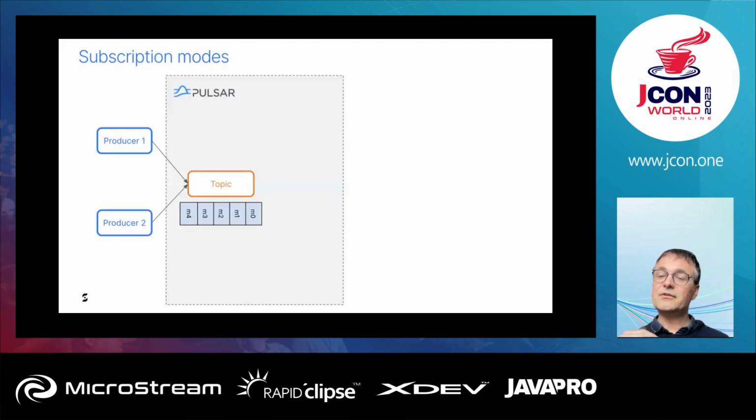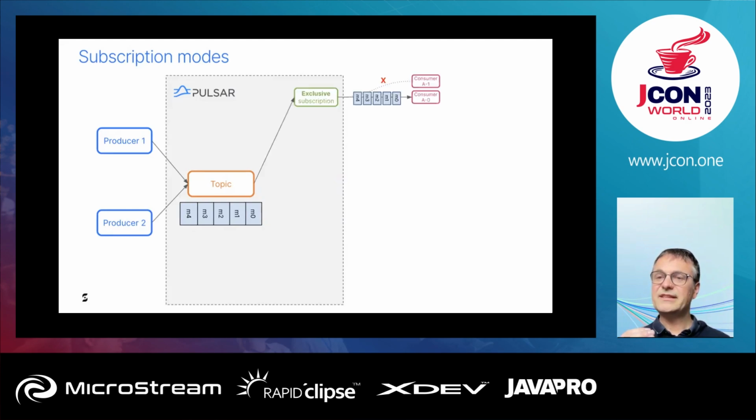So we achieved unified messaging and streaming use cases through subscriptions, and a subscription type is a function of the consumer. The consumer has the choice. The producer doesn't need to worry about how the messages are consumed.